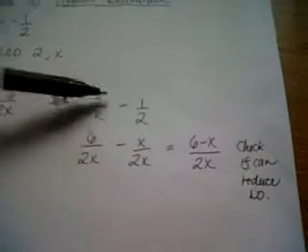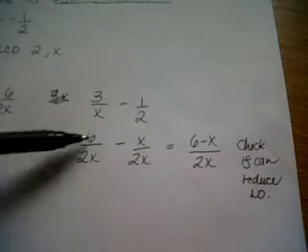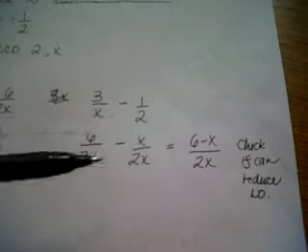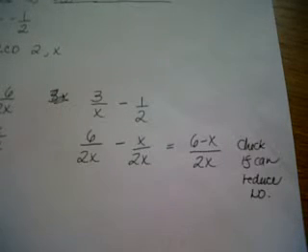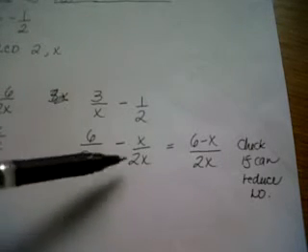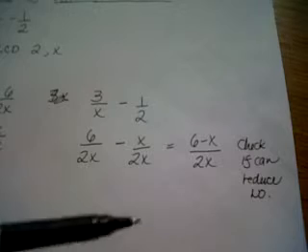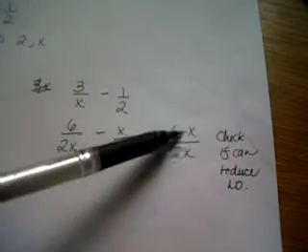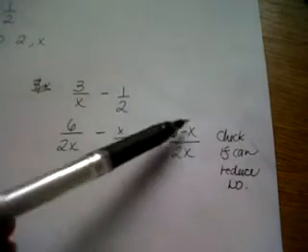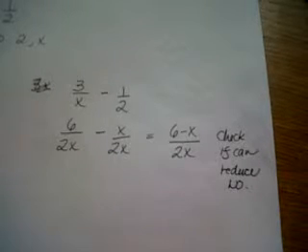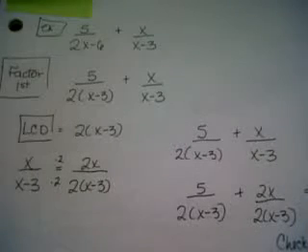So then I can rewrite my problem. Where there was a 3/x, I rewrite it as 6 over 2x. And where there was a 1/2, I rewrite it as x over 2x. Now I have a common denominator, so I just have to subtract, and that is 6 minus x over 2x. Then I look and see if I can reduce it. In this case, I cannot reduce it.